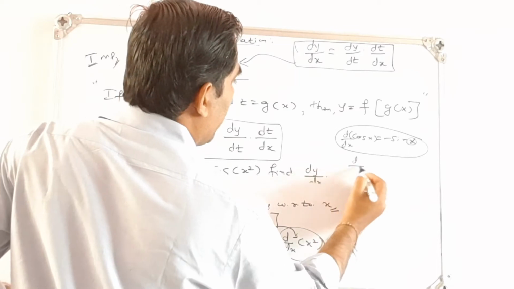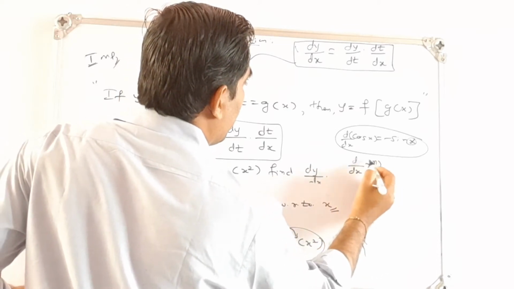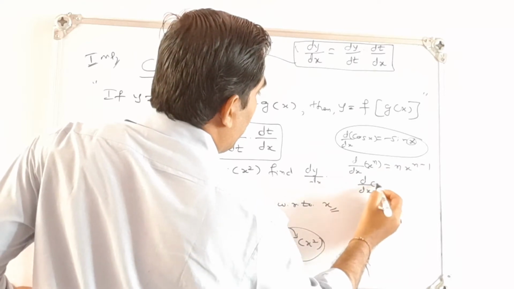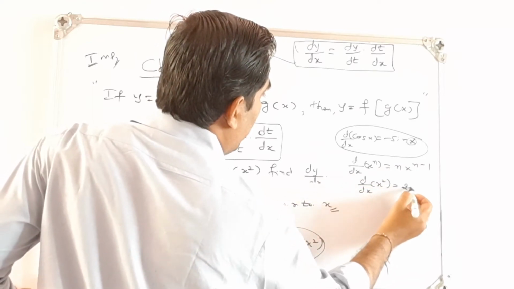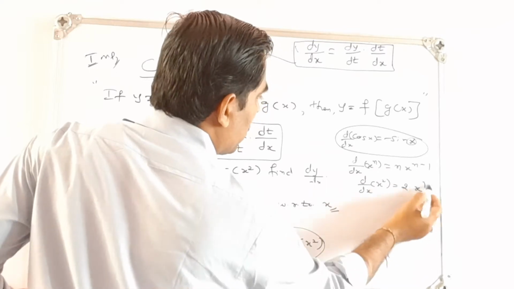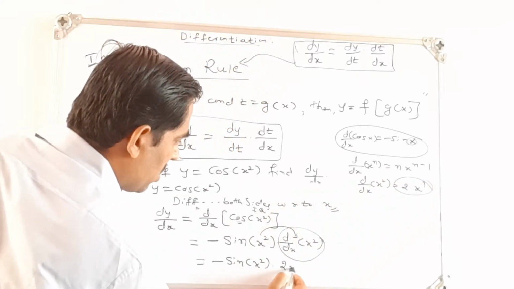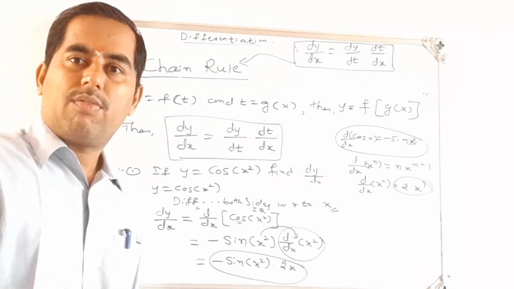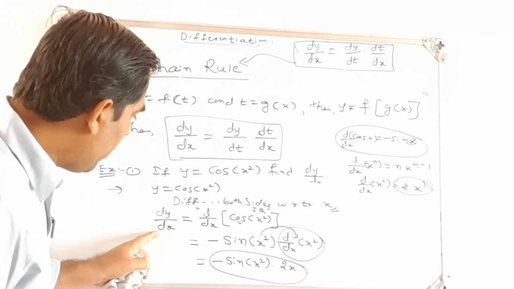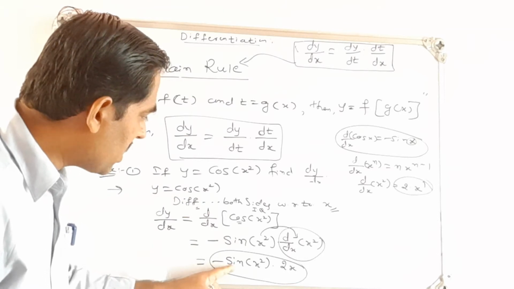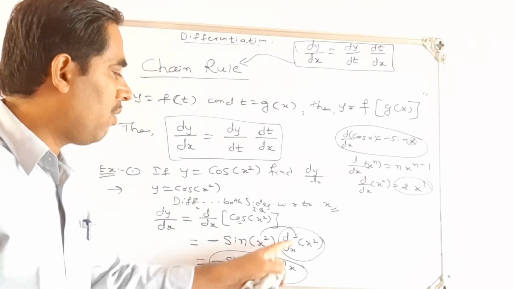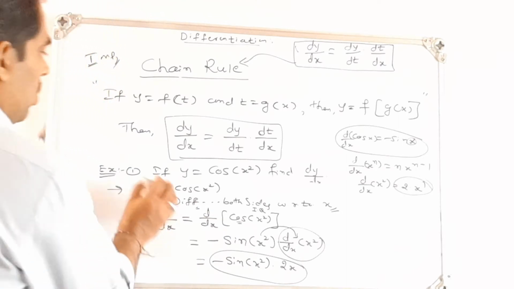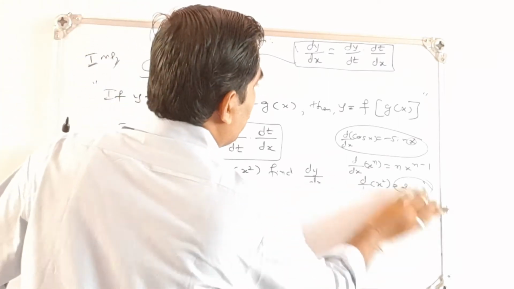So the derivative of x square is what? We have listed the formula here, n into x to the power of n minus 1. So 2 into x to the power of 2 minus 1 is 1, that is 2x. So same answer we got in the first method. So the derivative of cos x square is minus sin x square into the derivative of x square, which is 2x.